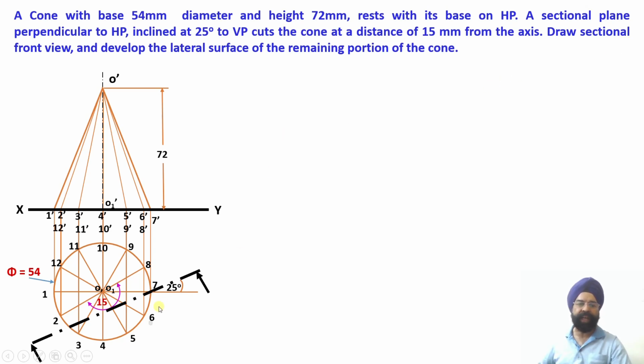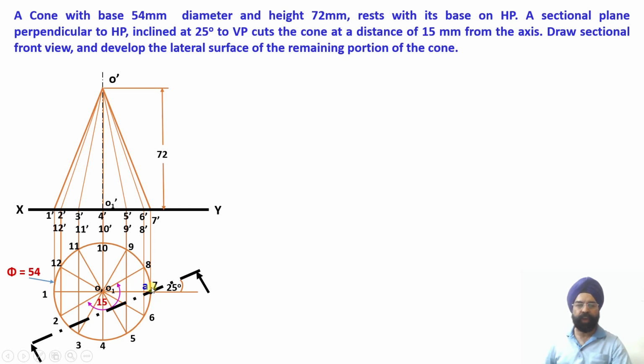So point number 1 lies on point 7, that is on the slant generator O7. At the point 7, I have been able to obtain the first point, point A. So where does it lie? It lies on point 7, that is the bottom of the slant generator O7, which gives me point A. So this is the first point of intersection.